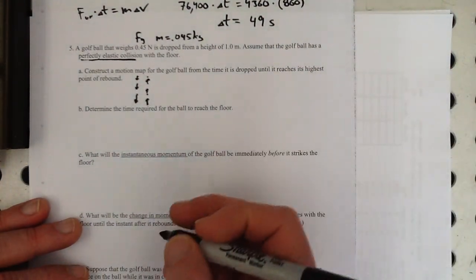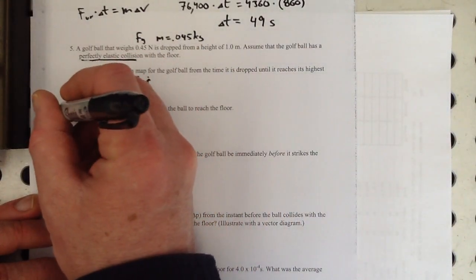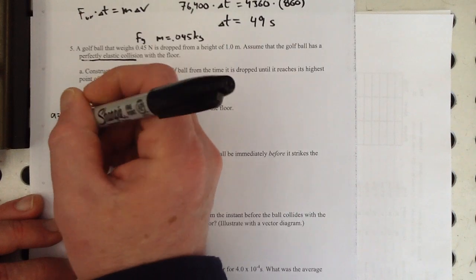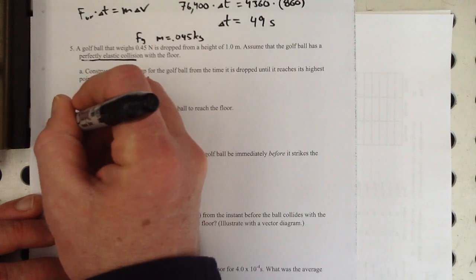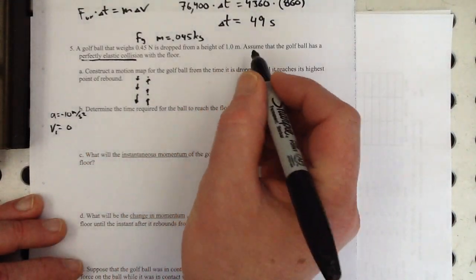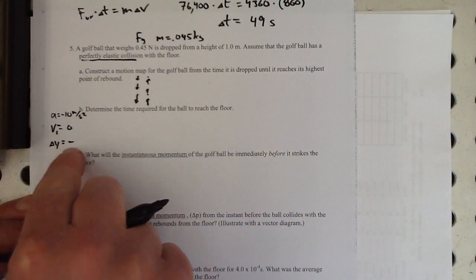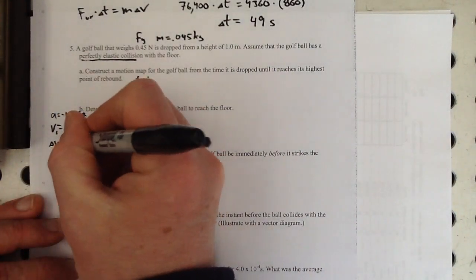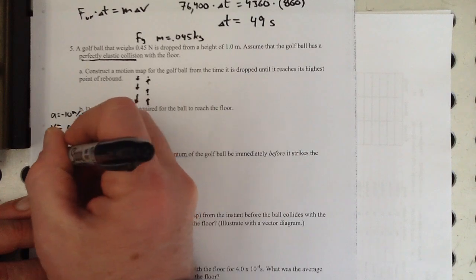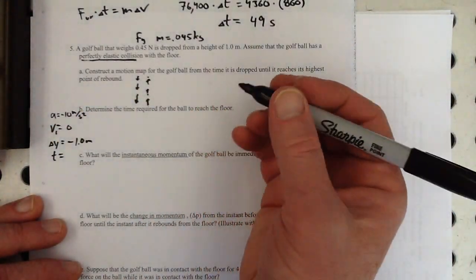So I'm just going to do the kinematics approach to this, where I'm dropping something, so I know the acceleration is negative 10 meters per second squared. I'm dropping it, so the initial velocity is 0. I know that it's going to fall, negative sign, it's going to fall 1 meter, and I'm interested in knowing what the time is. What's the equation that relates those things?